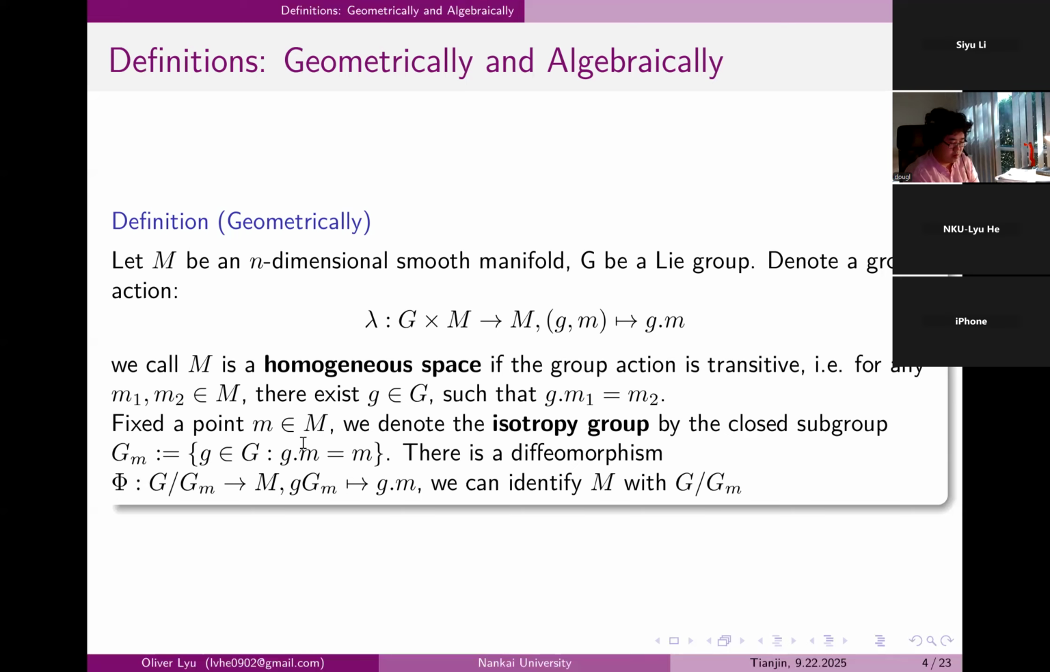And if we fix one point in the manifold, we denote the isotropy group. It is a closed subgroup that we can write in this form. The closedness is obvious because it just maps one point to a single point. So there is a diffeomorphism between the quotient space on the left and this manifold. This diffeomorphism obviously has an inverse; you can choose G inverse to get the inverse map. So in this way, we can identify M with G mod G_M.